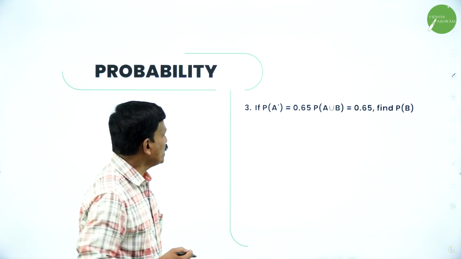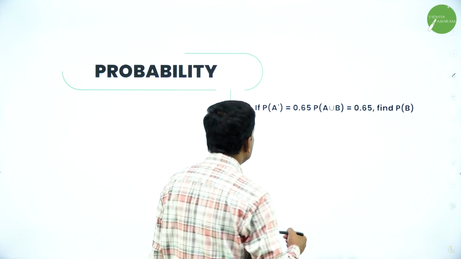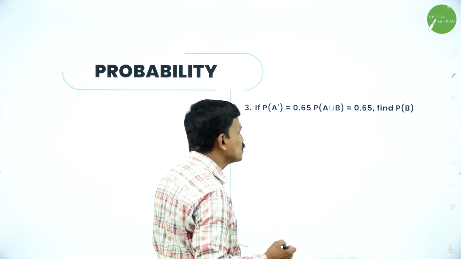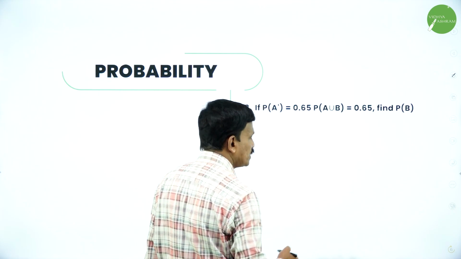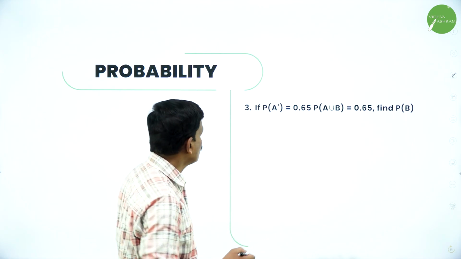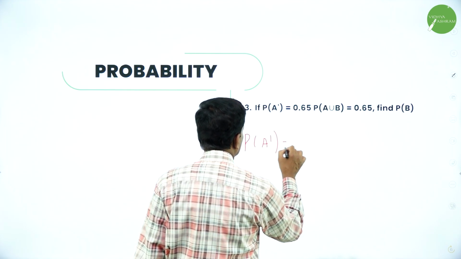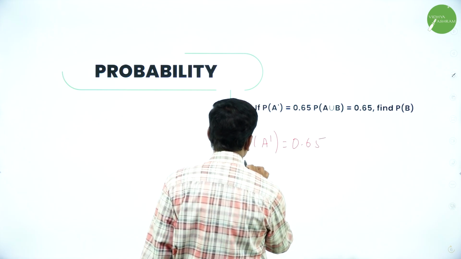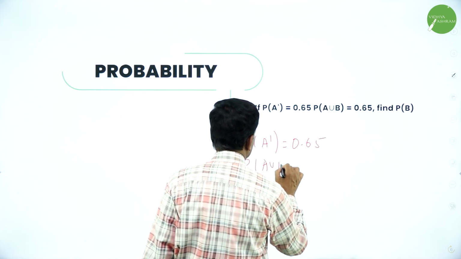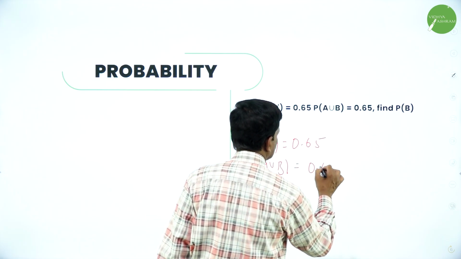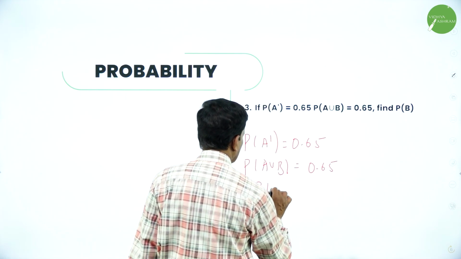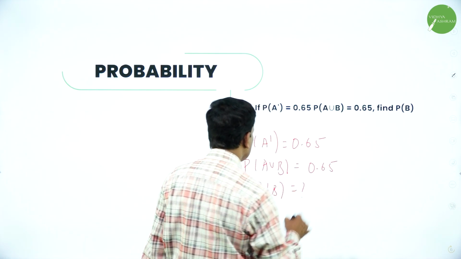If P of A dash is equal to 0.65, probability of A union B is equal to 0.65, find the probability of B. Here what is given? Probability of A dash, the complement, is 0.65. Even probability of A union B is also given. That's also equal to 0.65. What is to find? The probability of B is to be determined.